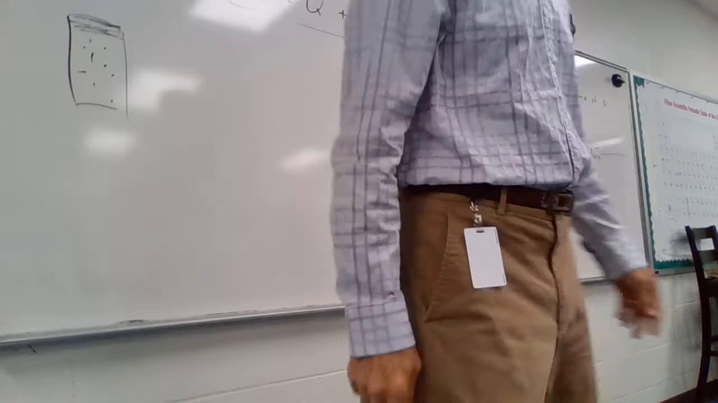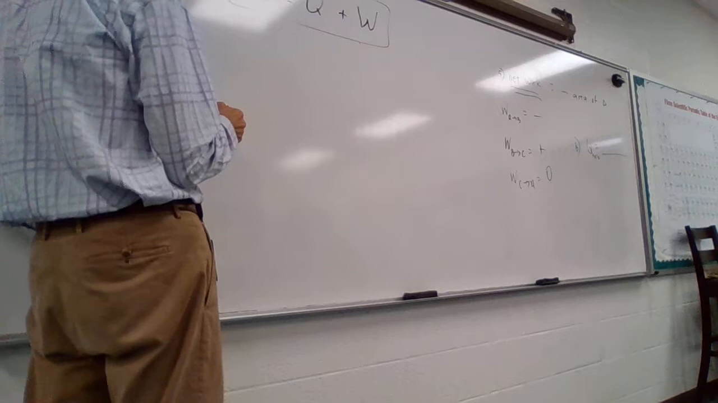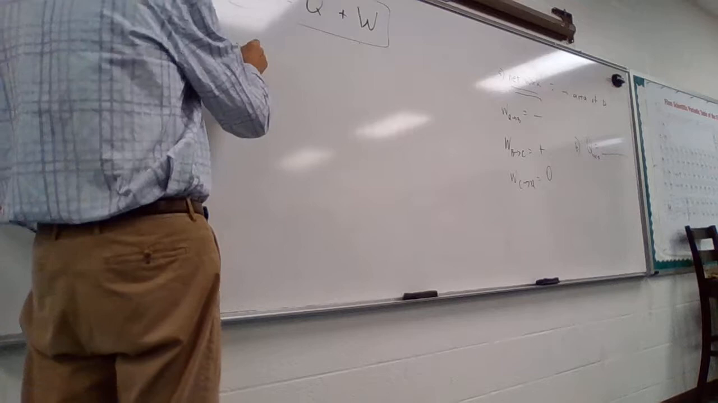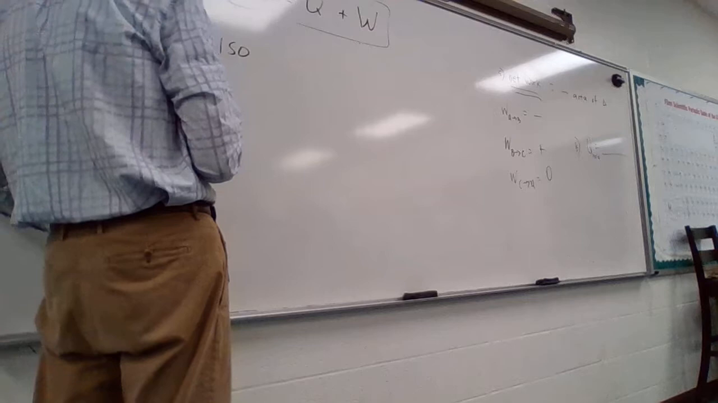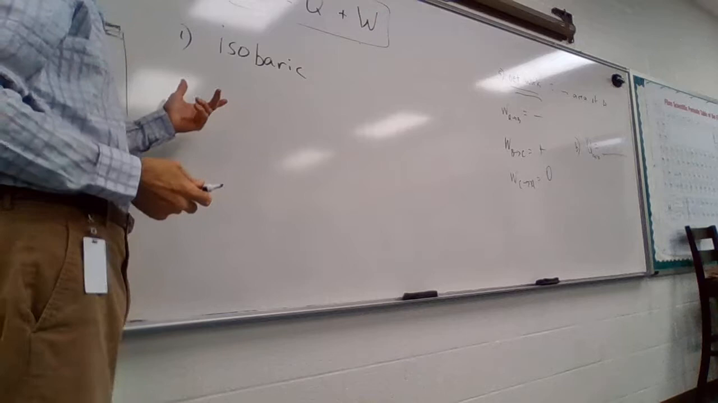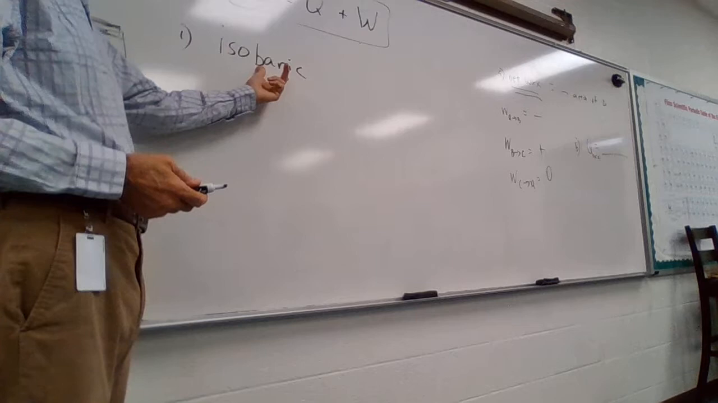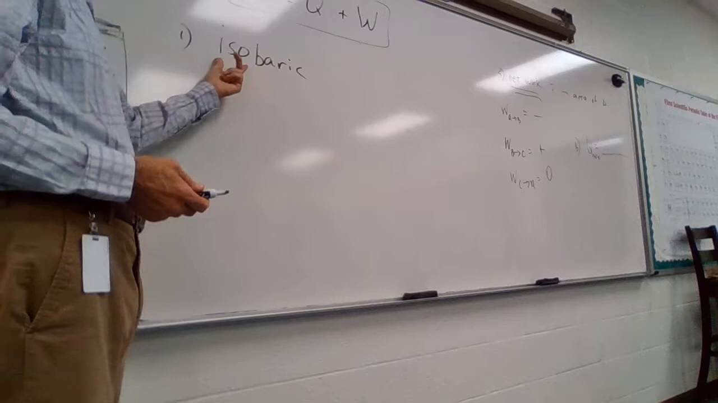All right, processes. Which one should we start? Let's start with isobaric. There are four processes, and I don't know what order we ought to teach it, doesn't matter. Iso means the same, prefix iso. Bar refers to what? What's a barometer do? Pressure. A barometer measures pressure, bar refers to pressure. So this means the pressure doesn't change.